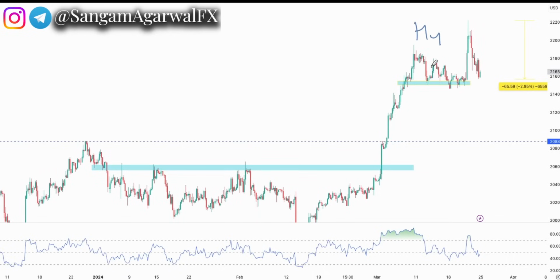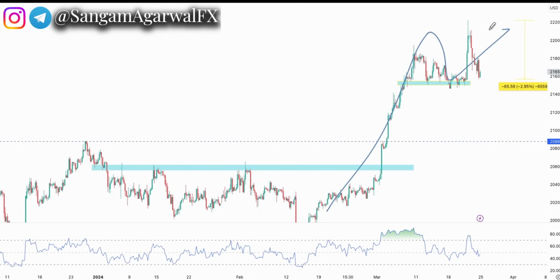Gold H4 chart. Last week you saw first pump, then $65 dump. But still you can see price is trading above the 2150 horizontal support level. After this action, you can say this is the most important static support level. If this level breaks out, then wait for a retest. If that happens, then the next target will be 2088.